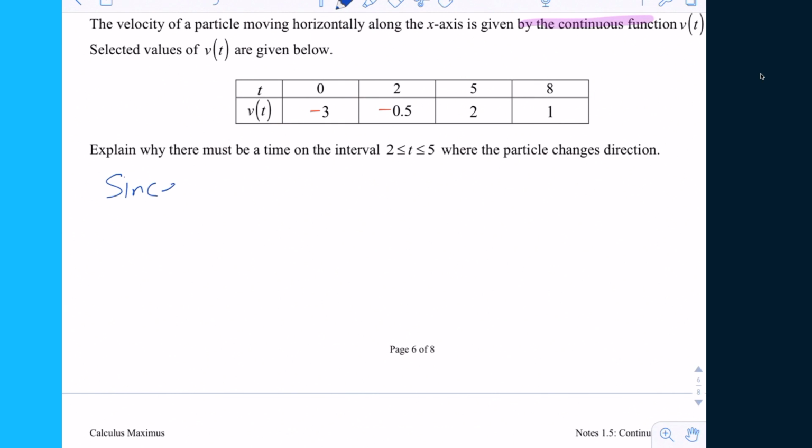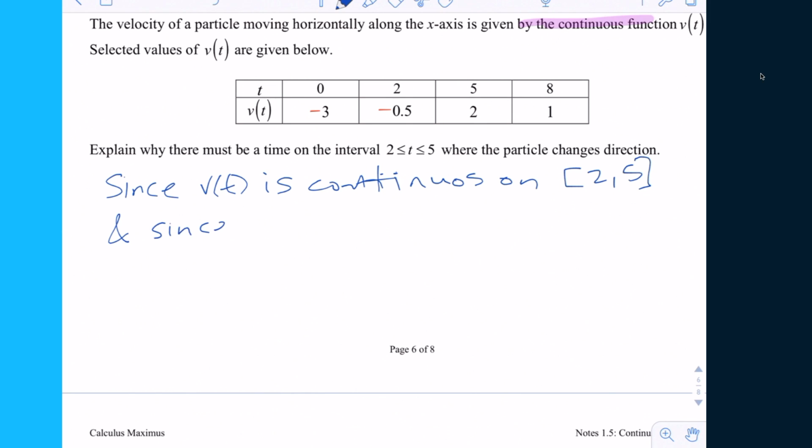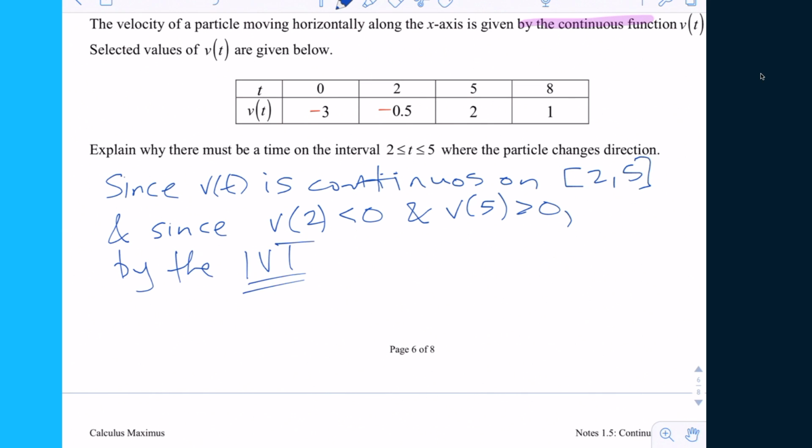Since V of t is continuous on the closed interval from 2 to 5, and since V of 2 is less than 0 and V of 5 is greater than 0, by the IVT, and we'll go ahead and invoke the name of the IVT.